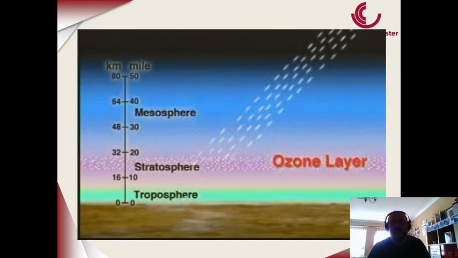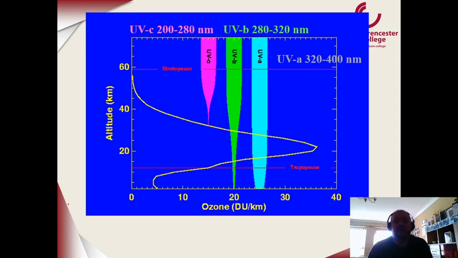But we can see from the animation that Earth is constantly being bombarded by ultraviolet radiation. And what the ozone layer does is it filters out some of the radiation. And we want to know how it does that.